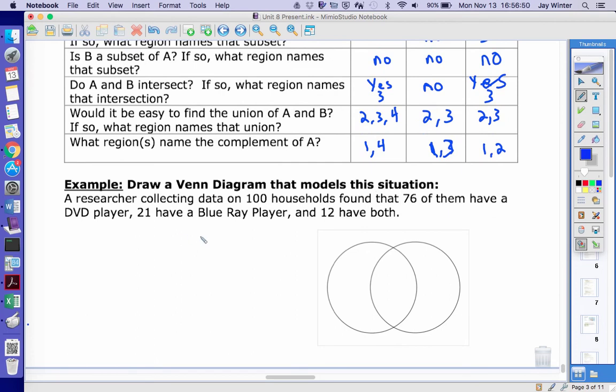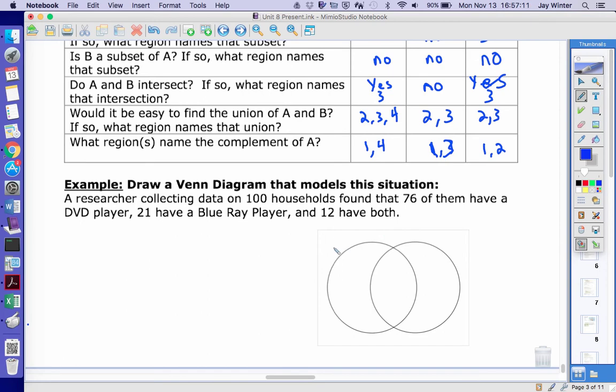So coming down, you can also use a Venn diagram to number certain things or give an idea of how many elements are in each set. For example, you've got a researcher that collected data on 100 households. 76 of them have a DVD player, 21 have a Blu-ray player, and 12 have both.